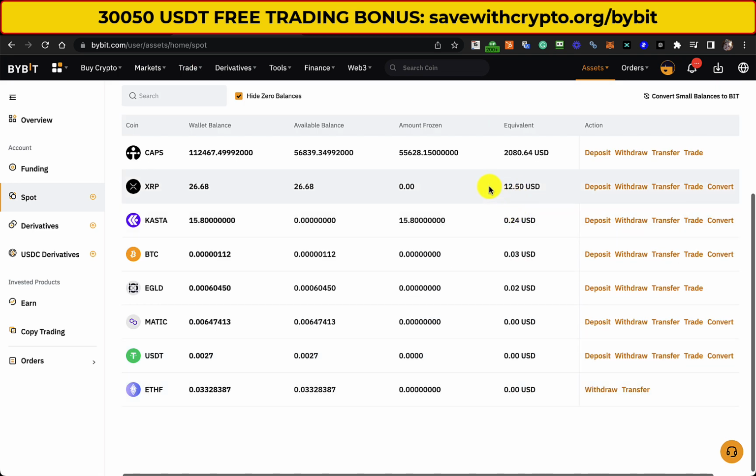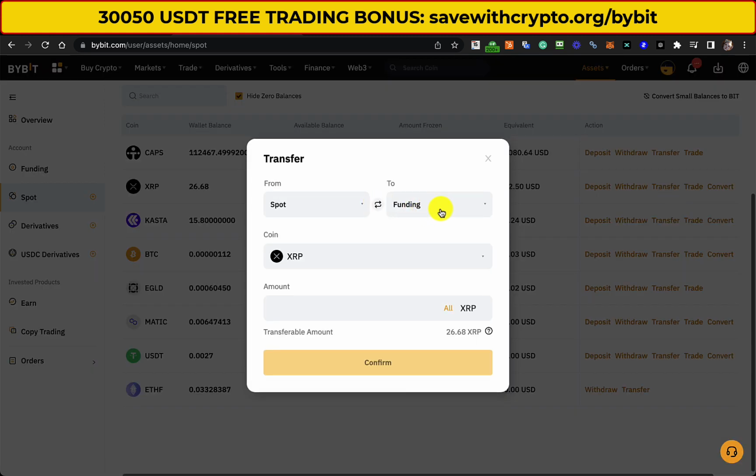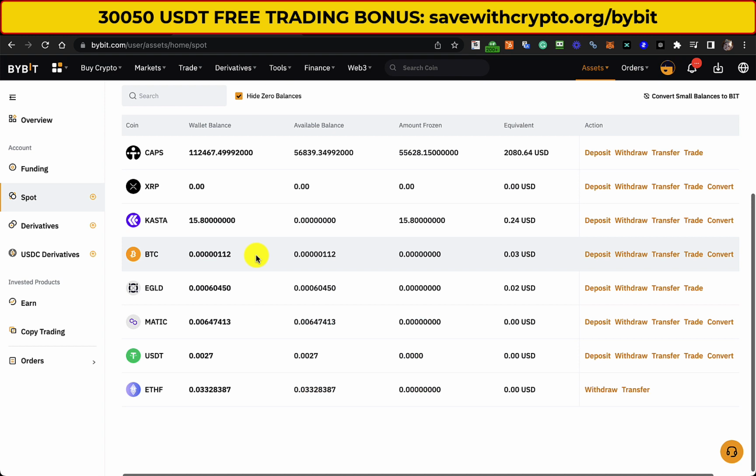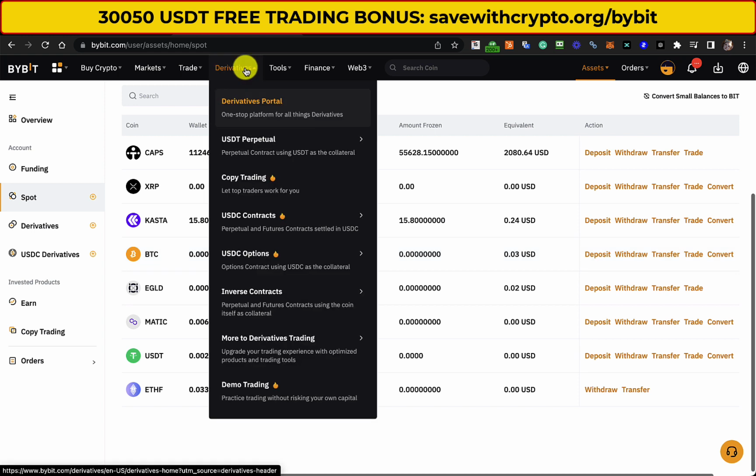Okay, so if I want to move that to somewhere else, say for example I want to do some derivatives trading with it, I can then move that XRP from the spot to derivatives. Okay, so that's all the spot account does. That kind of just literally buys and sells different coins in different pairs. Now with derivatives trading, what you're doing there, you're trading the volatility. This is where one of the differences comes in.